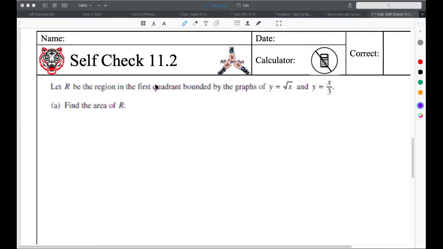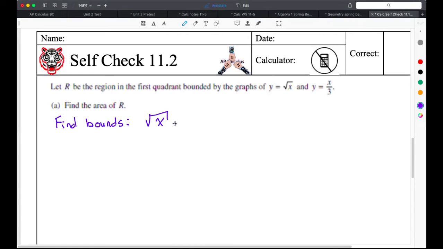Find the area of R. So the question here is where do these intersect and which one is on top? So let's find bounds. To do that, I'm going to set them equal to each other and figure out where they intersect. So square root of x is equal to x over 3. I'm going to square both sides.